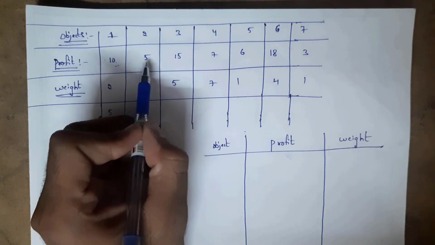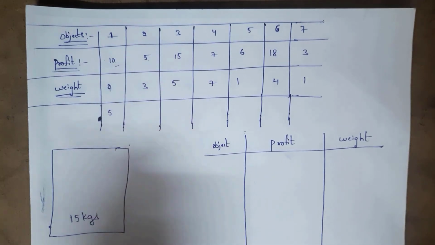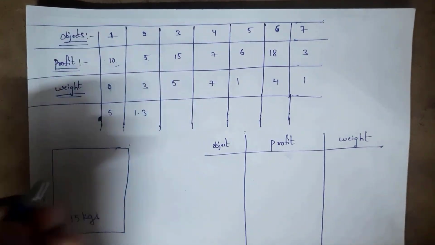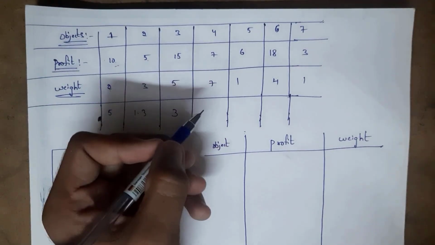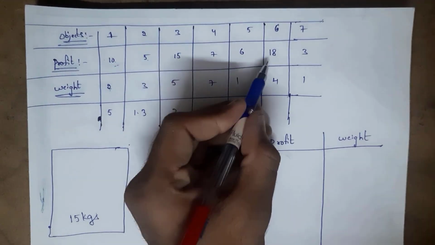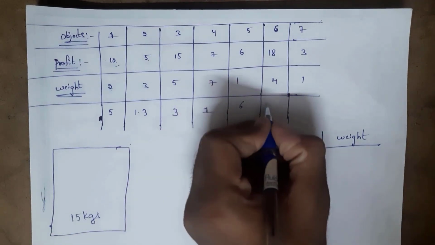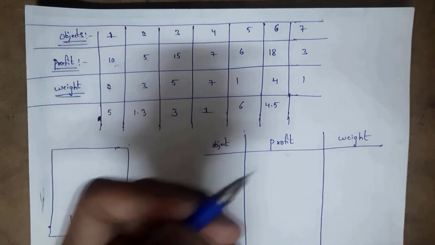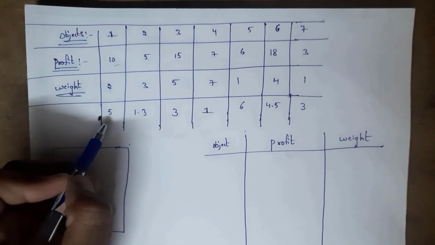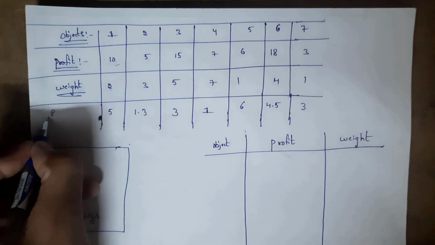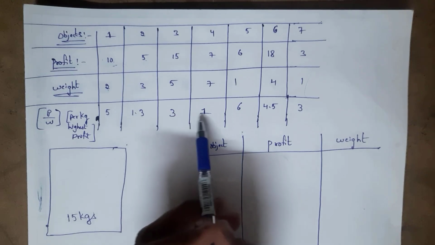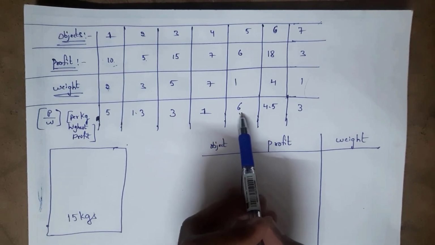And for 3 kgs profit is 5, so per kg it is 5 by 3, that is 1.3. Then 15 by 5, that is profit 3. And 7 by 7, profit is 1. And 6 by 1, profit is 6. 18 by 4, profit is 4.5, and 3 by 1, profit is 3. How did we calculate this profit per kg? That is profit by weight. Among all these objects, which has the highest profit per kg? That is 6.